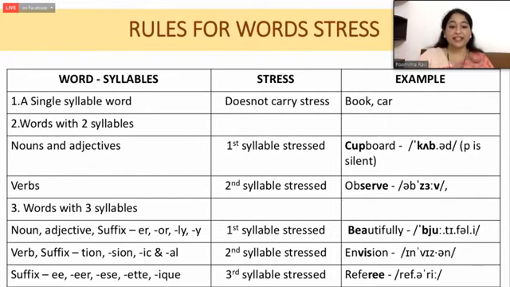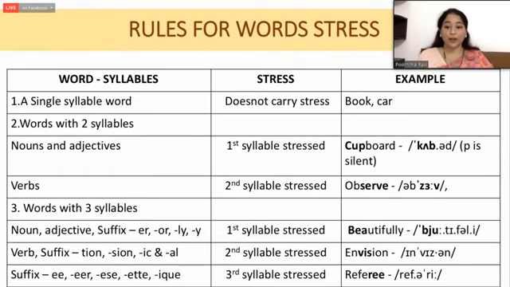The next is three syllable words. Now, in three syllables again, the rules for nouns, adjectives, and verbs are the same as the ones that we follow in two syllable words. However, if there are, let's say, suffixes that are included, the list is given in the table there, such as er, or, ly, and if it is a noun or adjective, the stress would come right in the beginning. Beautiful, beautiful, three syllables.